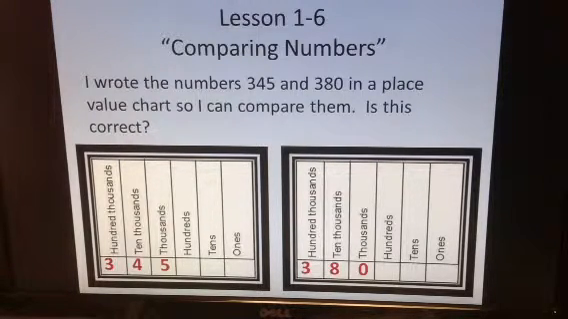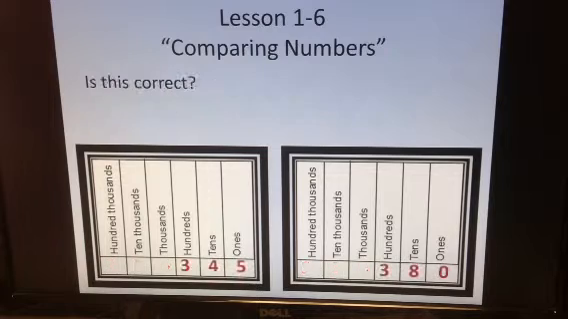No, this is not correct. I need to start on the right-hand side with the ones digit, the smallest digit, in the ones column on the right. Is this correct? Yes, this is correct.